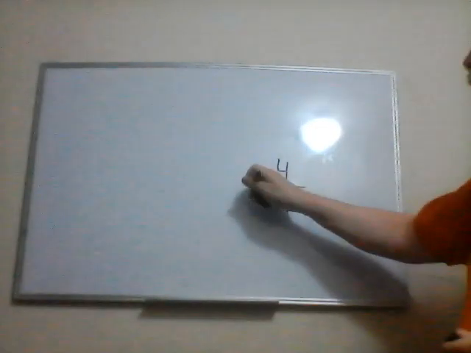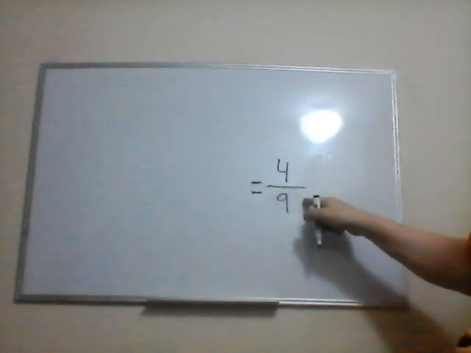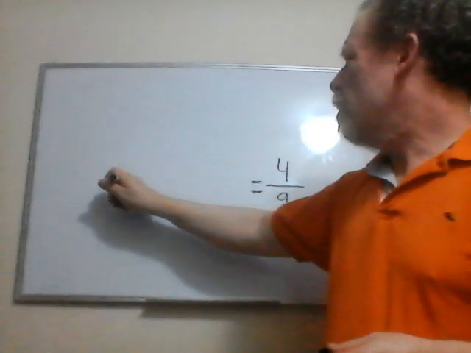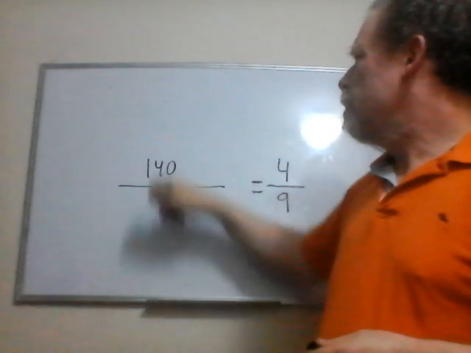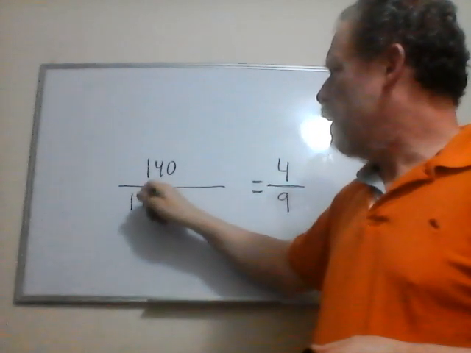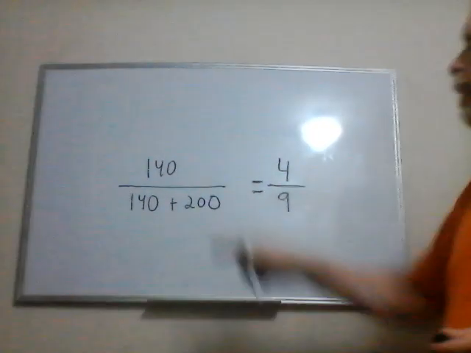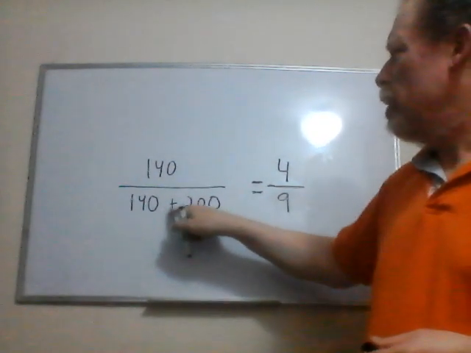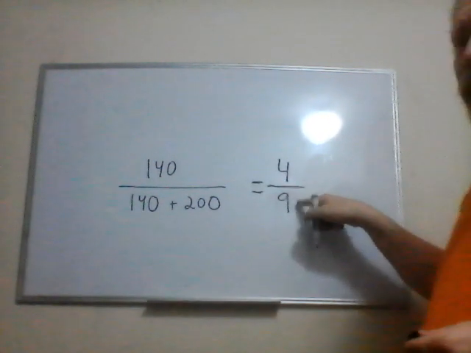So whatever happens over here has to, at the end of the story, be equivalent to 4/9. So what is it? The story is that we have 140 men, and we have the same 140 men plus 200 women. So there is part of the population, and there's the rest of the population, and together they form the complete population. Just as you have the 4 here and the 4 and the 5 here.